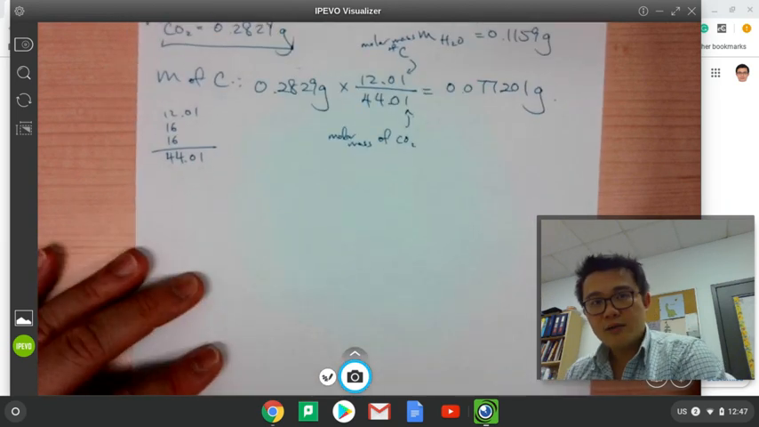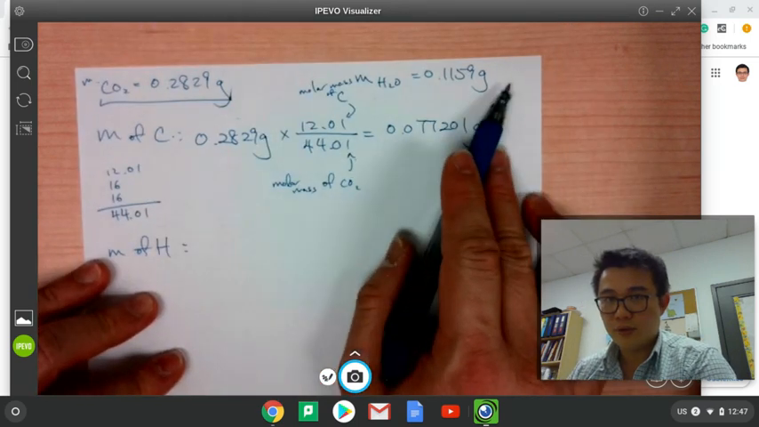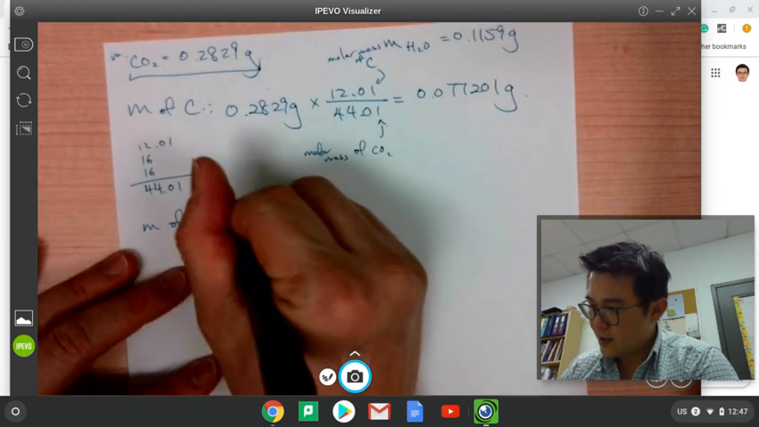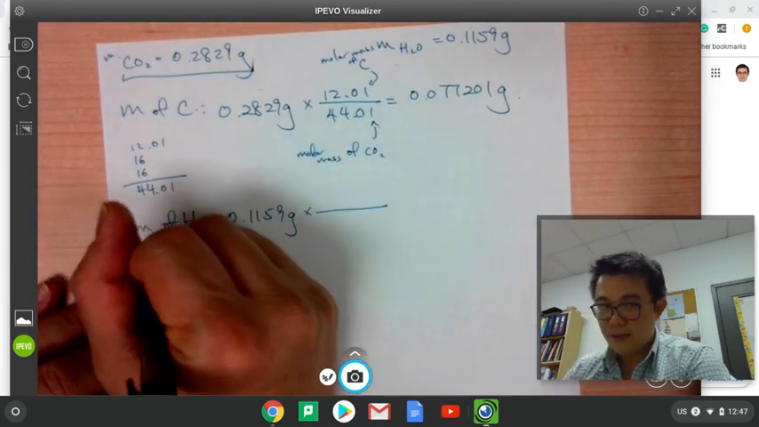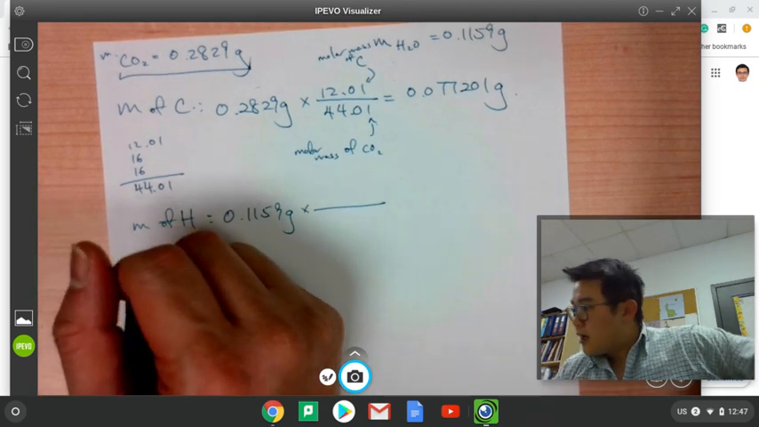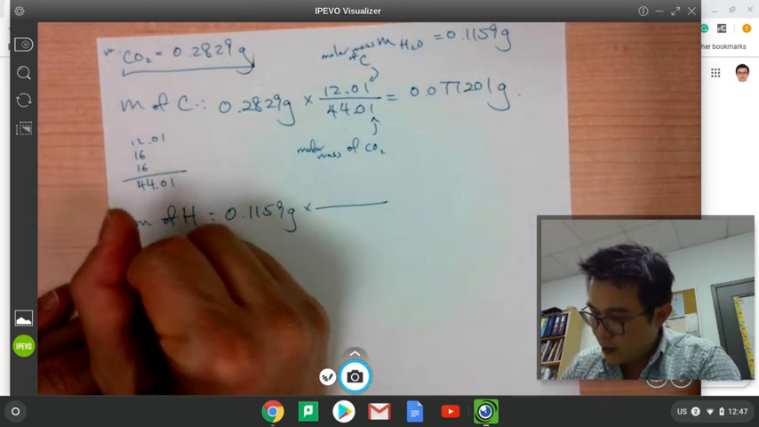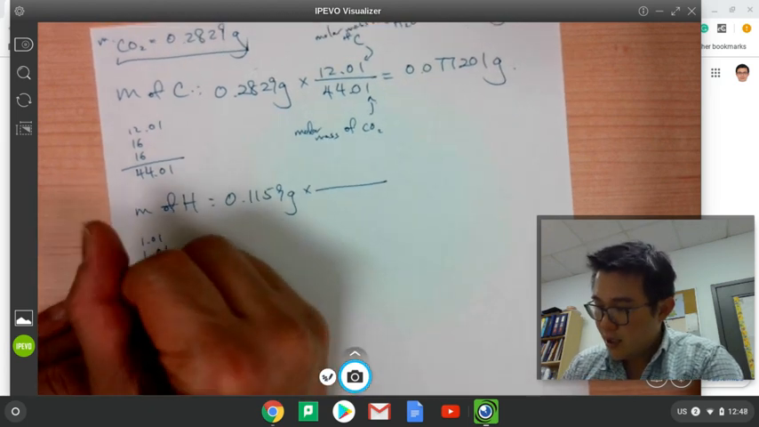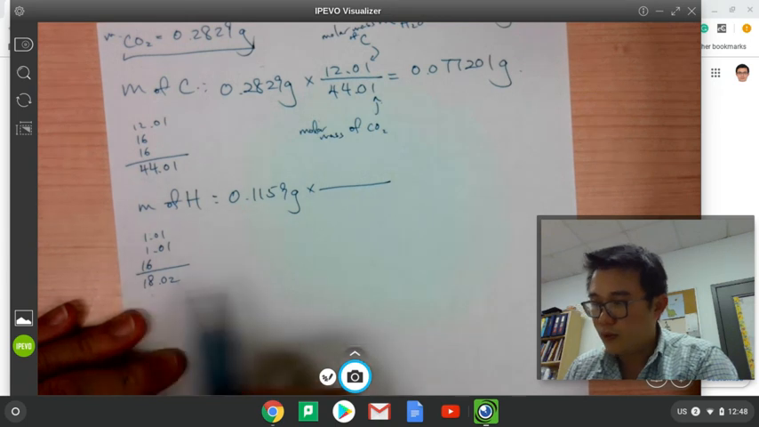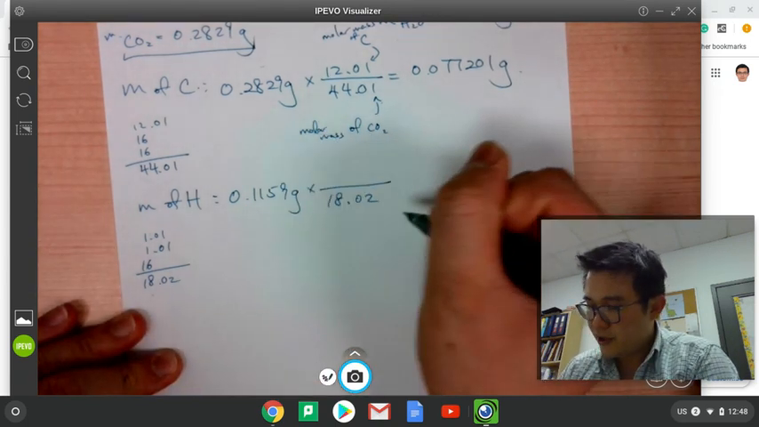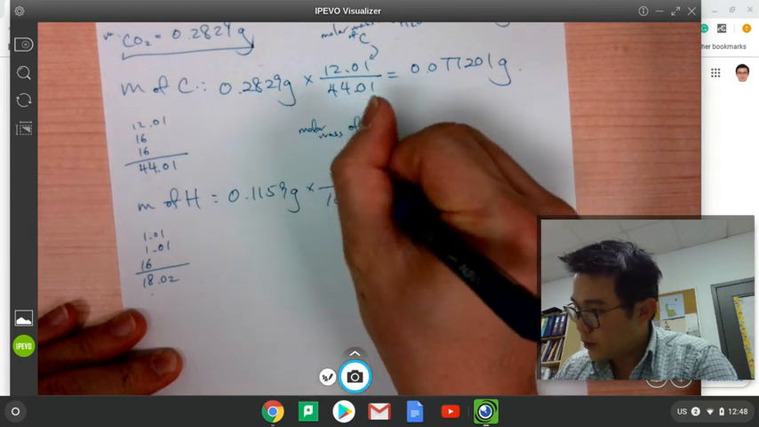Now we're going to do the same trick with hydrogen. So mass of hydrogen. Now again, the sample of water is 0.1159 grams. So again, the same idea goes. Water is 2 hydrogen plus 1 oxygen. So you have 1.01, that's 1 hydrogen. The other 1.01, that's another hydrogen. And then you have 16, that's the oxygen part. So these add up together and give you 18.02. That's the total molar mass of water. Now we just want to know the mass of the hydrogen. So the hydrogen part of it is 2.02.